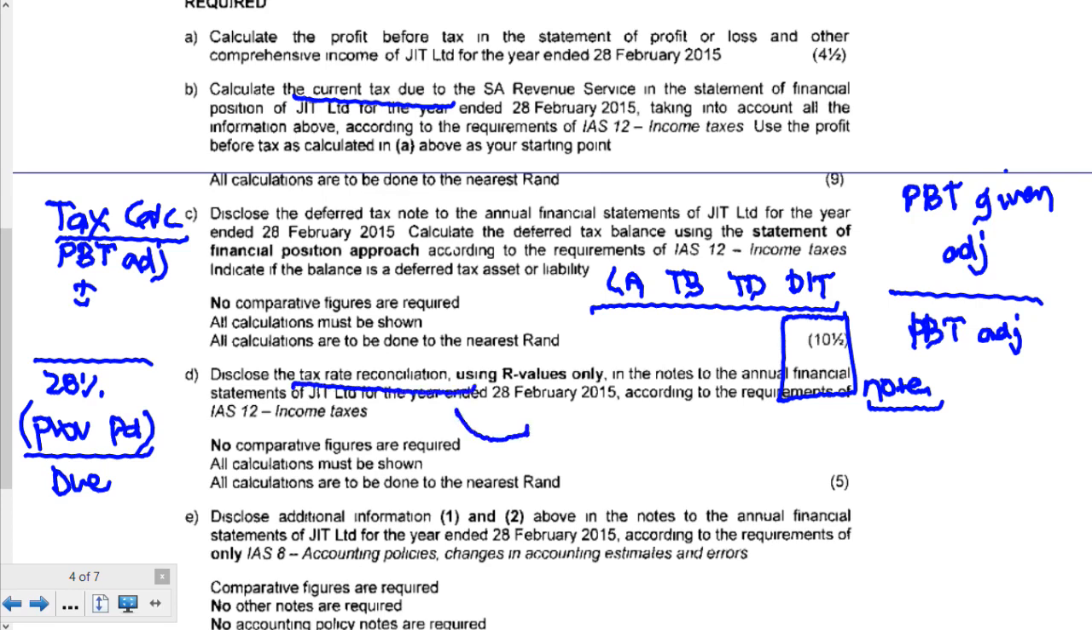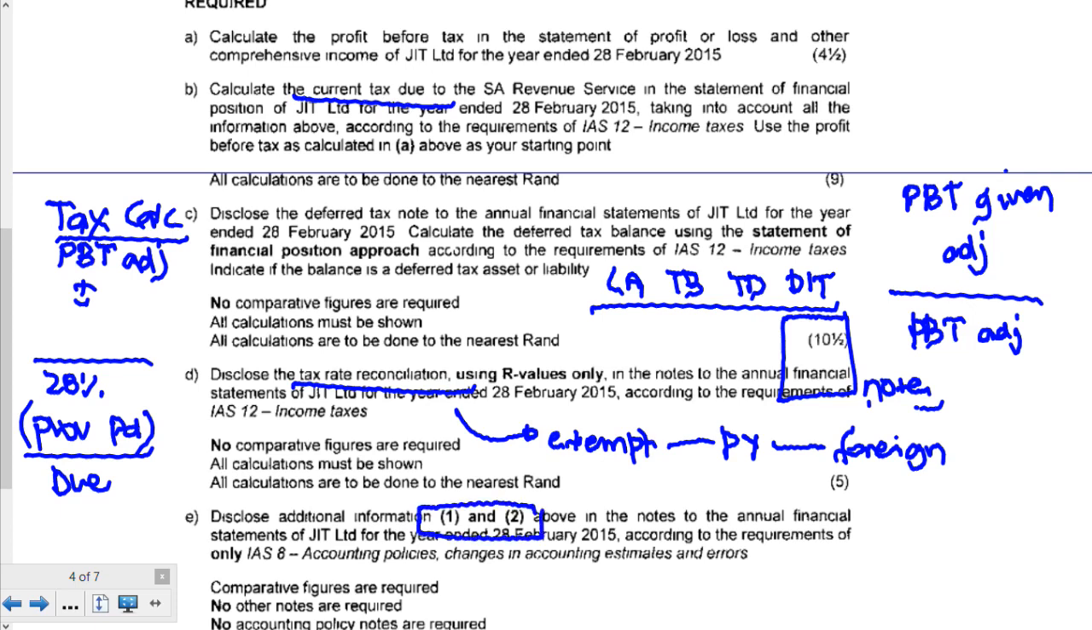You know that the tax recon is all my exempt taxes, all my prior year things, and all my prior year adjustments, like your rate changes, prior year over and under accrual of tax, etc., and all your foreign stuff. That's what lands up in that rate change. Anything from your tax calc that's exempt will go there. Any prior year stuff that you pick up goes there. Any foreign tax goes there. Then they also want you to disclose additional information 1 and 2.